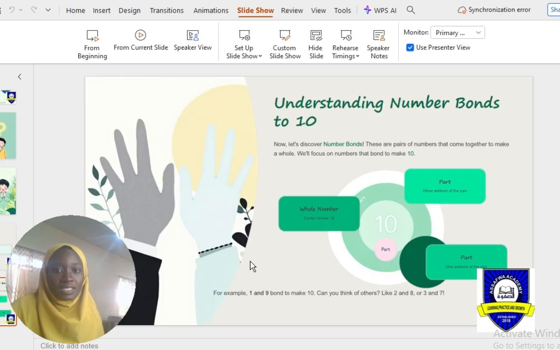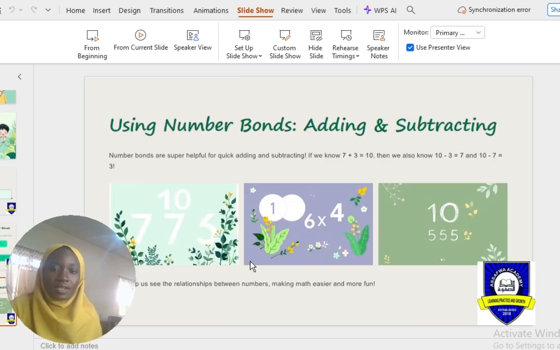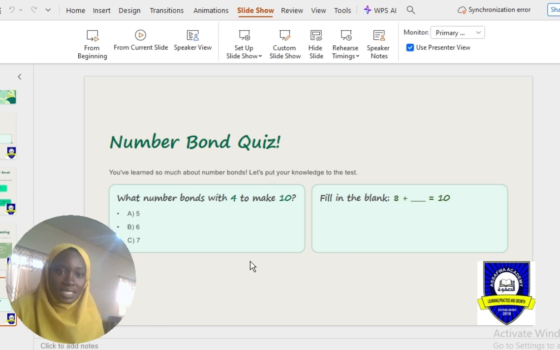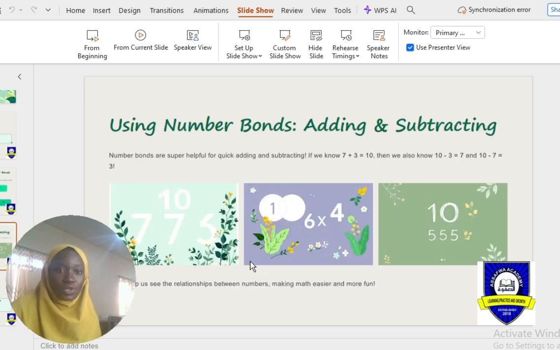And after this, we have the number bond. Number bonds are super helpful. They are numbers that bring numbers together, right? If we know that 7 plus 3 will give us 10, that means if you do 10 minus 3, it will still give you 7. So that means they are bonding together. The same thing is 10 minus 7, which will give you what? 3. So 7 plus 3 is 10.